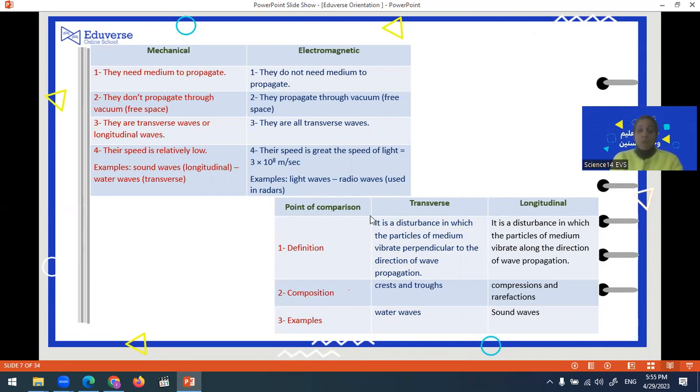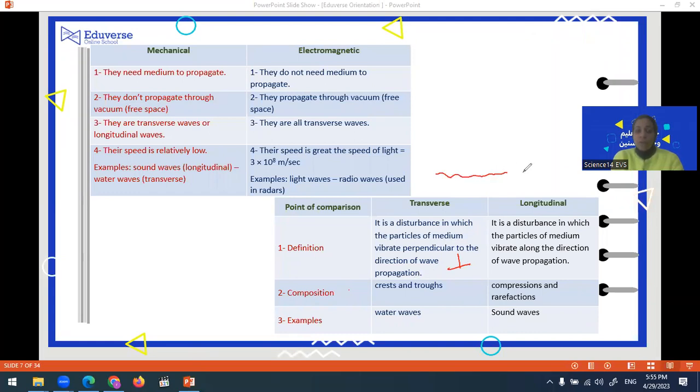Okay. Point of comparison: let's compare between two other types of waves, which are transverse and longitudinal. The definition here: transverse is the disturbance. All of you should know that the wave is a disturbance in which the particles of the medium vibrate perpendicular to the direction of the wave propagation.